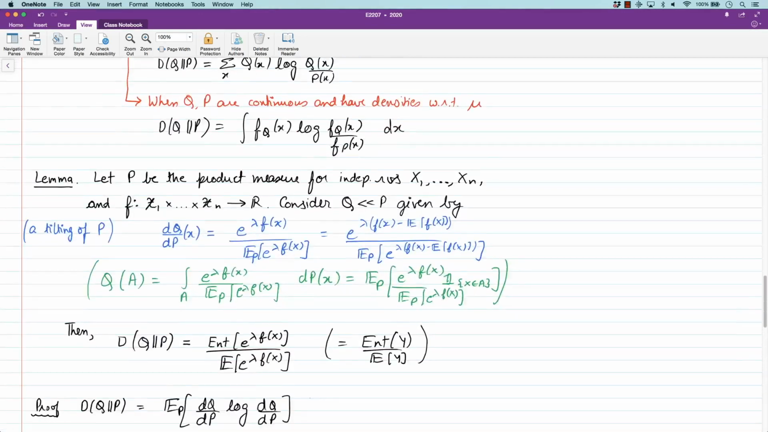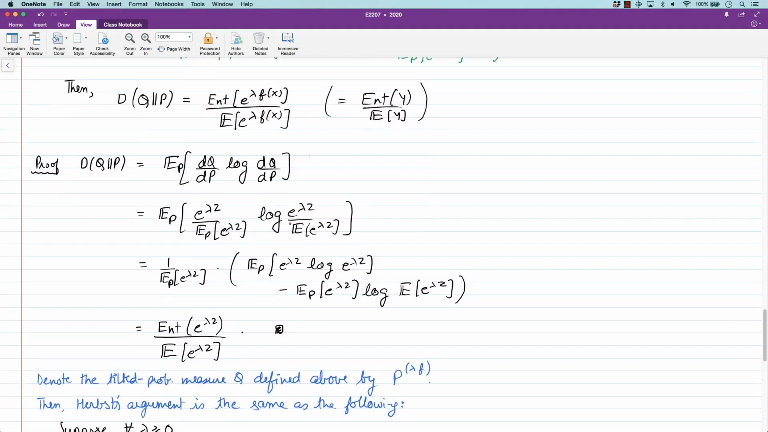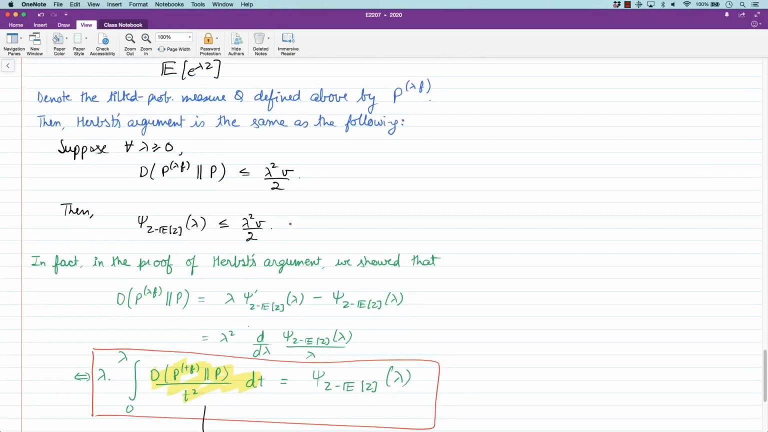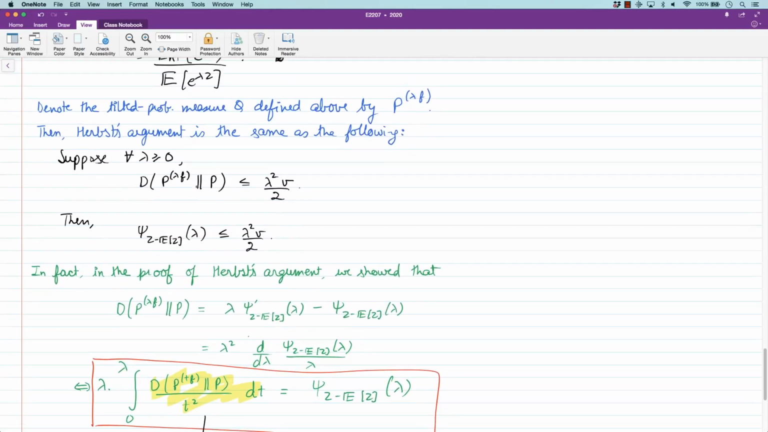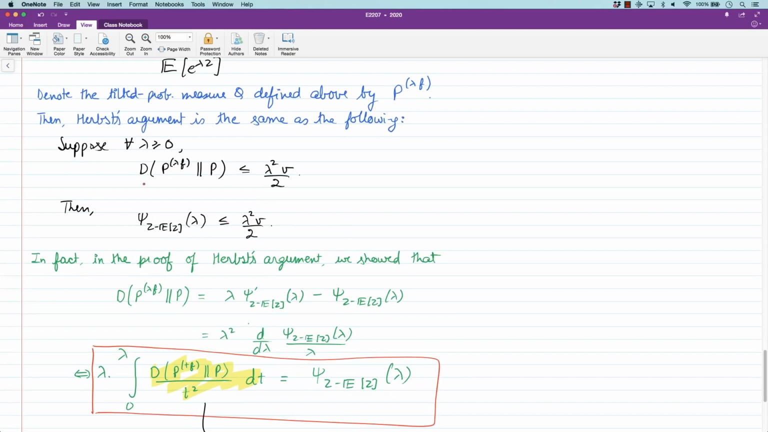Just to summarize, finally, this Herbst condition is saying just this: if the divergence of the tilted distribution is less than or equal to lambda square v by 2 for all lambda, the log moment generating function is also less than or equal to lambda square v by 2. Next time we'll show that this condition tensorizes. See you in the next class.